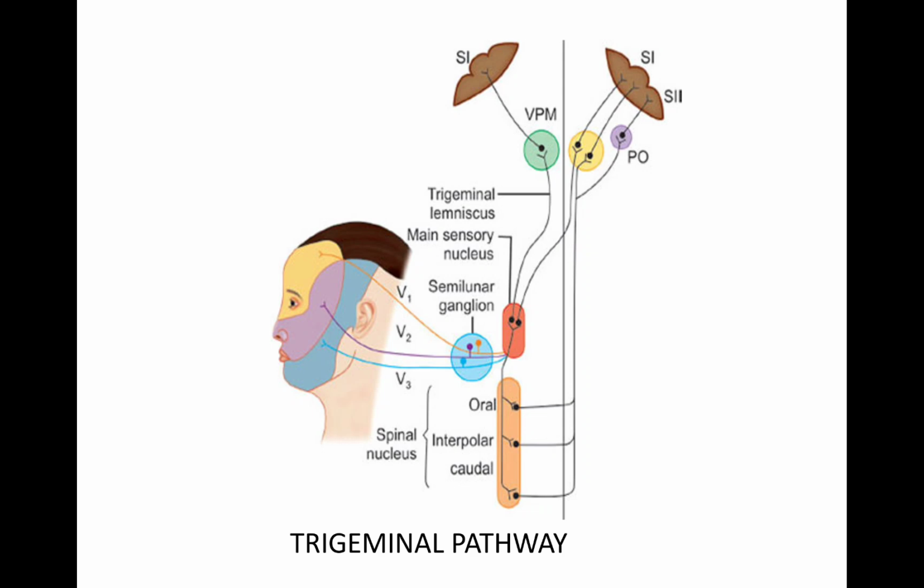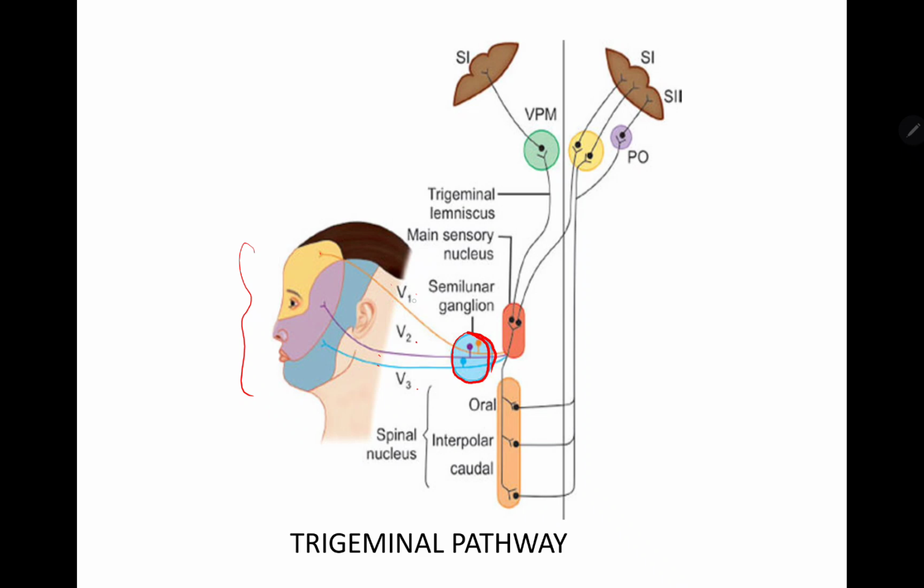Now the face is divided into 3 areas. From the face, it is going where? Semilunar ganglion. This is the semilunar ganglion. Can you see? Semilunar ganglion, which is the starting point basically. From face to semilunar ganglion is the starting point. Face is divided again into 3 parts, right? V1, V2 and V3.